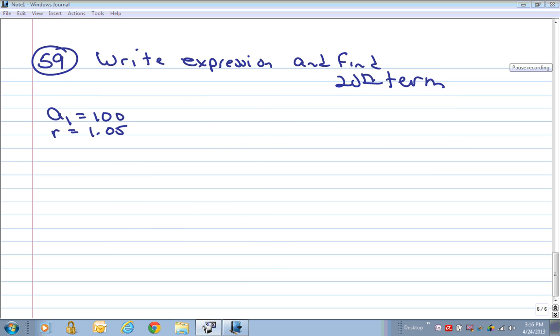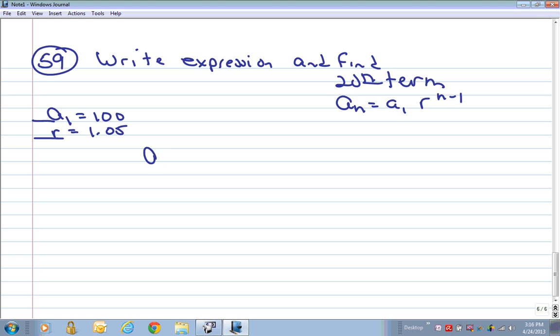Okay, on 59, again, similar to what we just did, we're going to write the expression for the nth term and find the 20th term. So we want to write the expression. We'll still be using a sub n equals a sub 1 times the ratio raised to the n minus 1 power. So we have a sub 1 and we have r, so that's pretty simple.